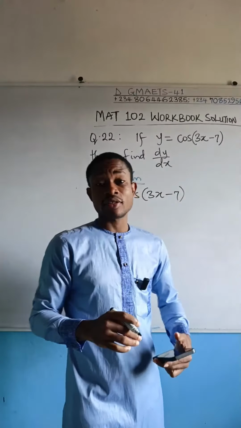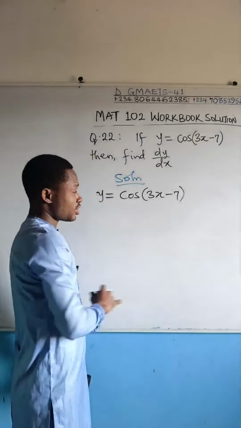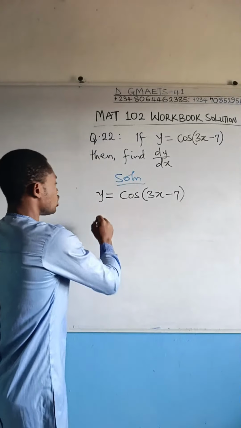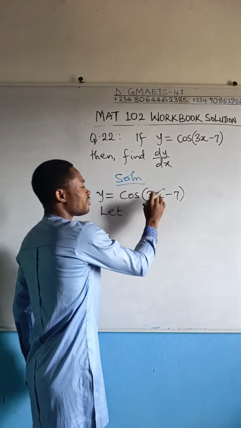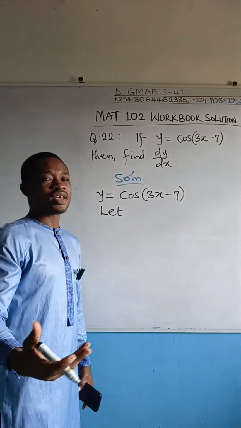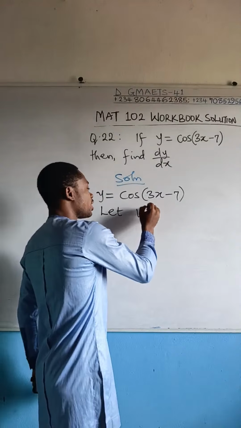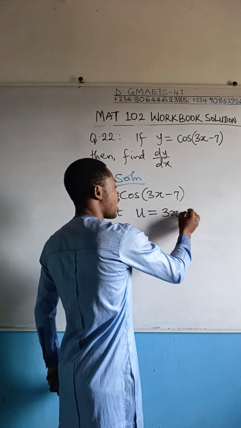Yeah, no defined pattern. So a box was created for you to solve inside that box. So we go. Starting, if I pronounce this as cos 3x minus 7, that's how the function is pronounced. So you begin by letting u be equal to 3x minus 7.